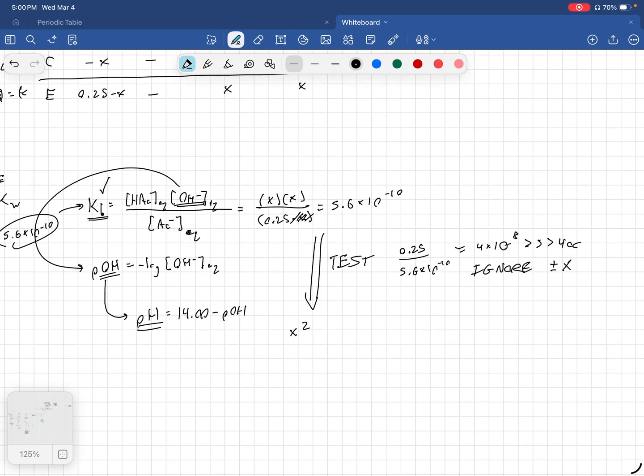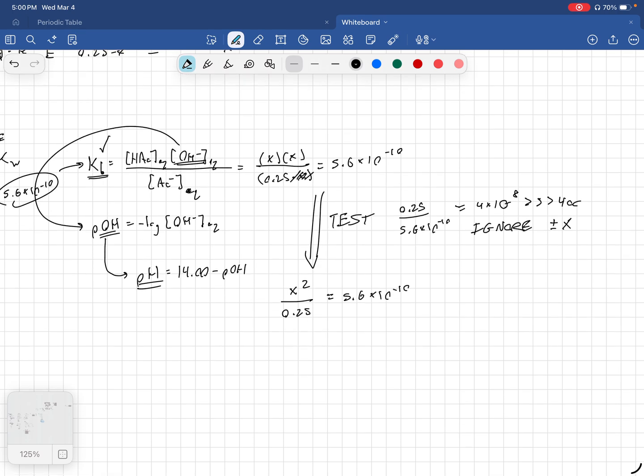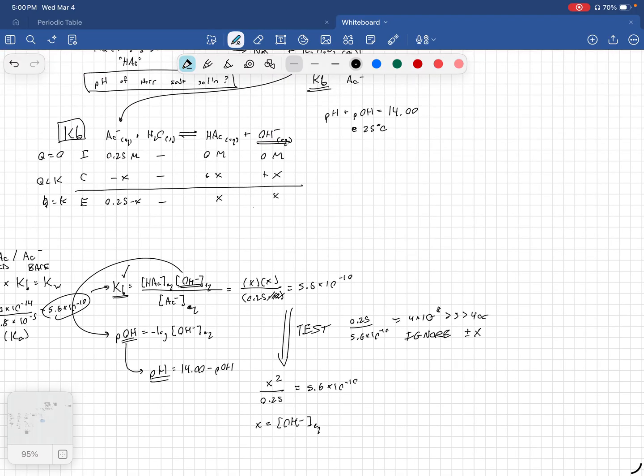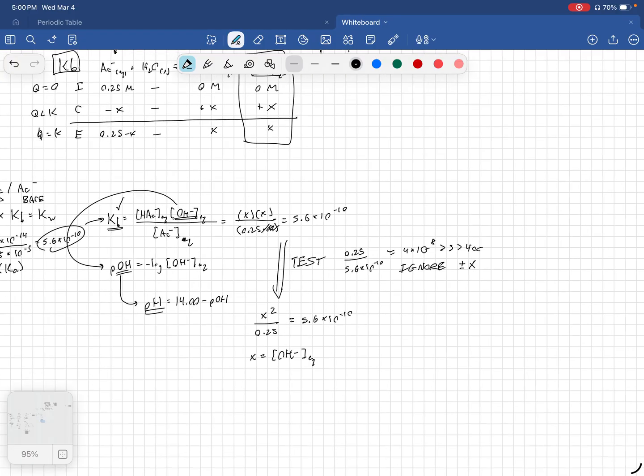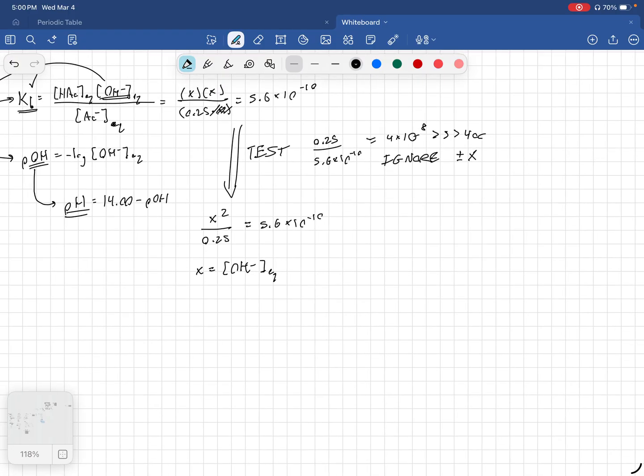So then we end up with X squared over 0.25 equals 5.6 times 10 to the negative 10th. Note, X in this case is the OH minus equilibrium concentration, not the H3O plus. That is a very common mistake students will make on this type of problem. They just assume that they take the negative log of X and that gives them their answer. They would be incorrect in this case.